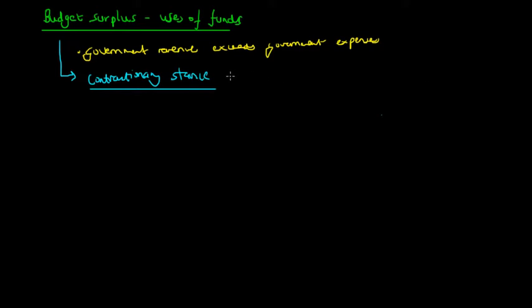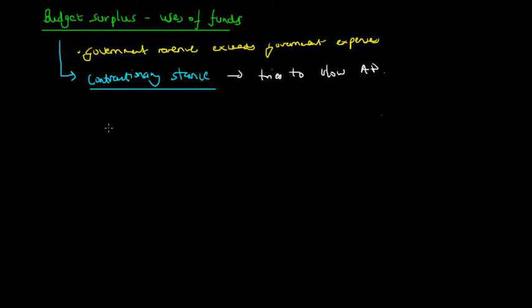A contractionary stance means that it tries to slow aggregate demand, because possibly during this phase of the business cycle, the economy is at a peak or a boom, and so inflation is high, and therefore the government tries to slow down inflation in order to preserve our purchasing power.